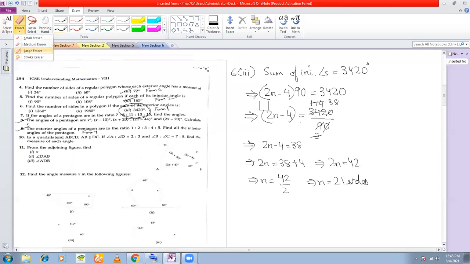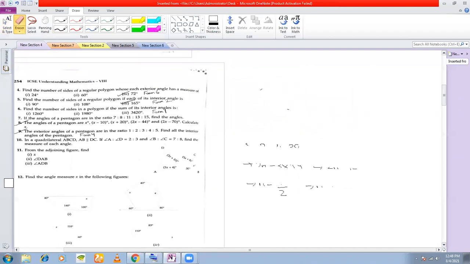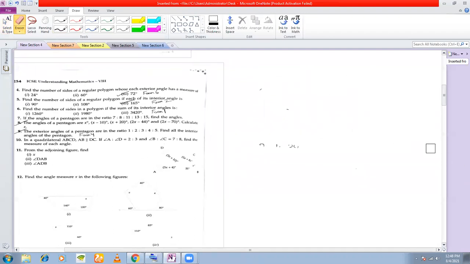Let's do number 5, part 1. Simple one. I keep the other parts, the tough ones, for you. I always solve the tough ones, right? So let me have some good time here. One easy sum. Find the number of sides of a regular polygon if each of its interior angles is 90 degrees.